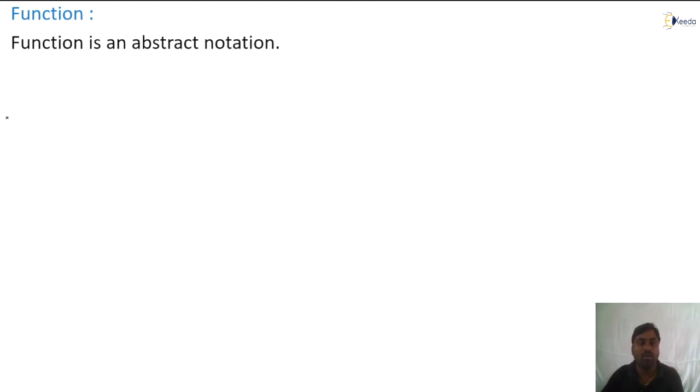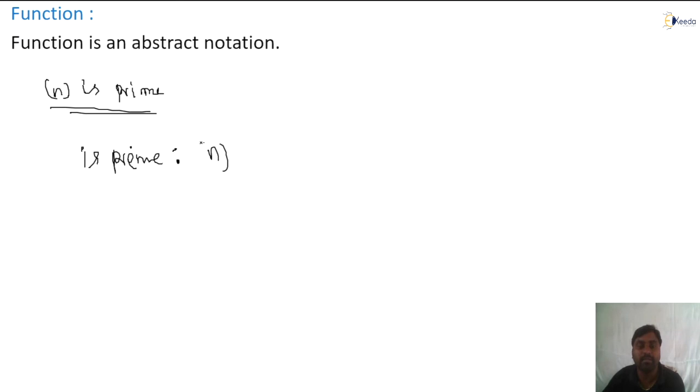Let's take a function for which we have an algorithm. If I take the function prime, I'm checking: given n, is it prime or not? How to check? I can take a function like is prime, mapping input to output. What is the input? Input is n. What is the output? You get output yes or no.